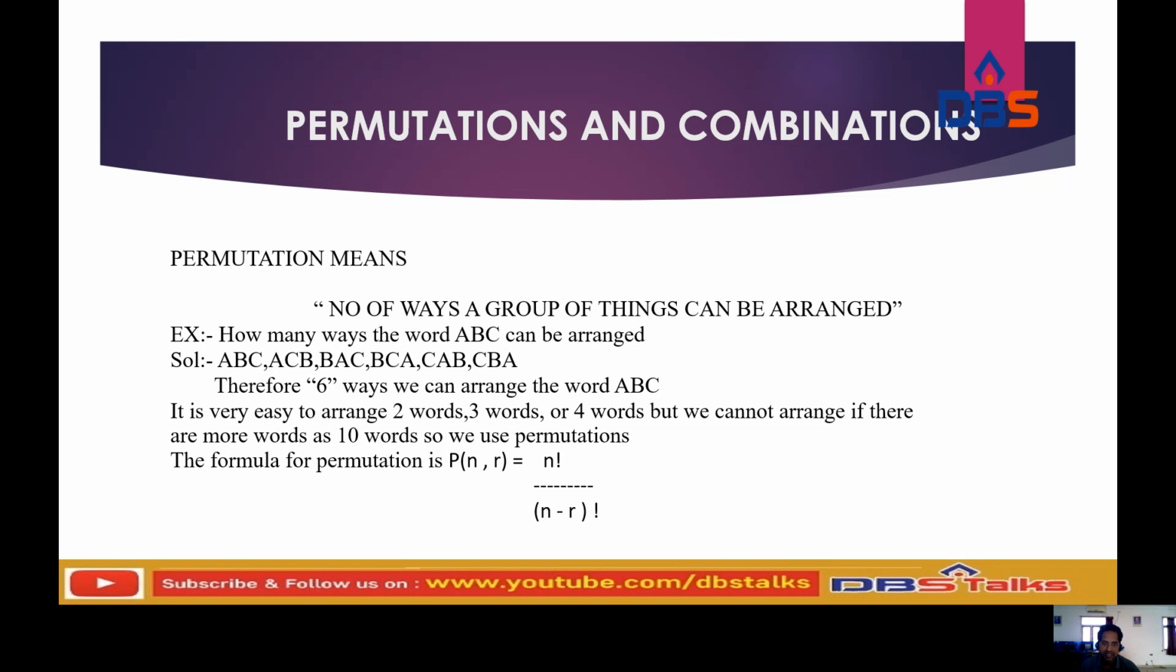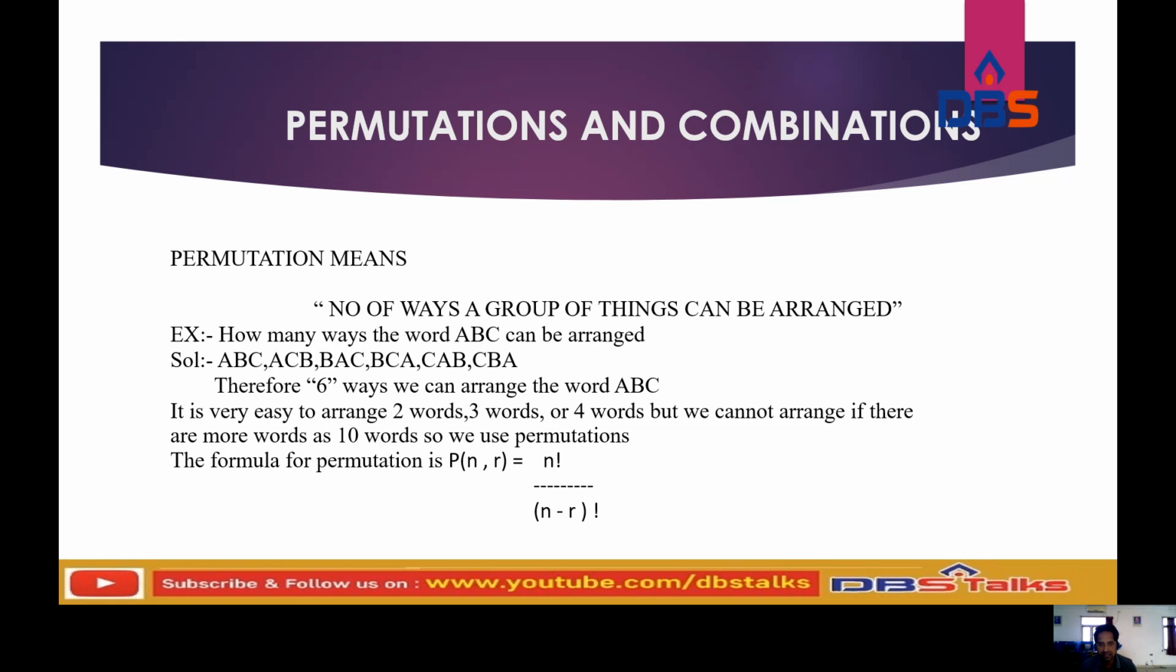What is permutation? Permutation is the number of ways a group of things can be arranged. For example, how many ways can the word ABC be arranged? ABC, ACB, BAC, BCA, CAB, CBA. So there are 6 ways we can arrange the word ABC.